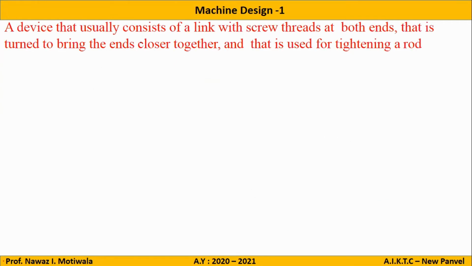So it is a device, you can see here, a device that usually consists of a link with screw threads at both ends that is used to bring the ends together, that is used for tightening a rod.